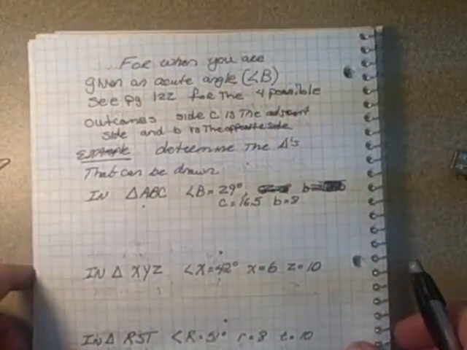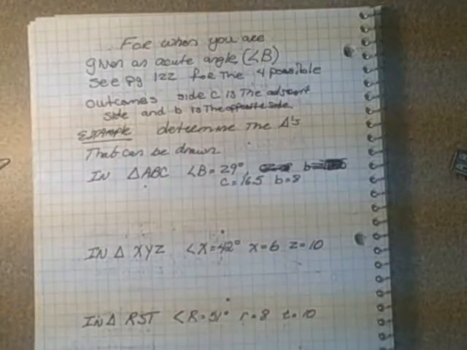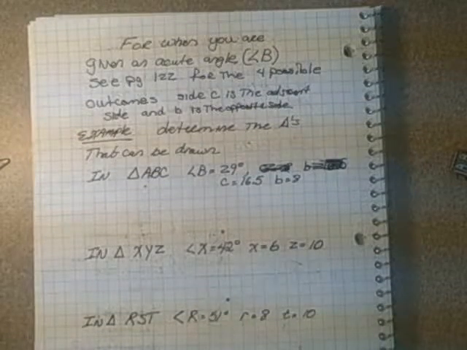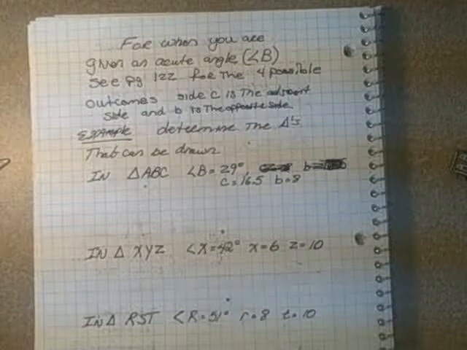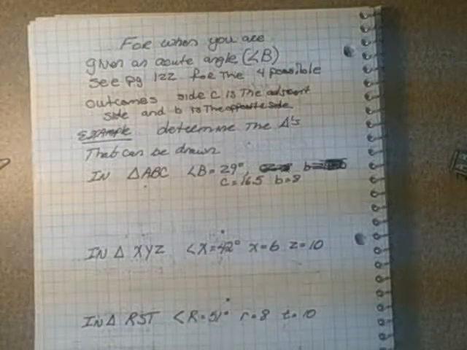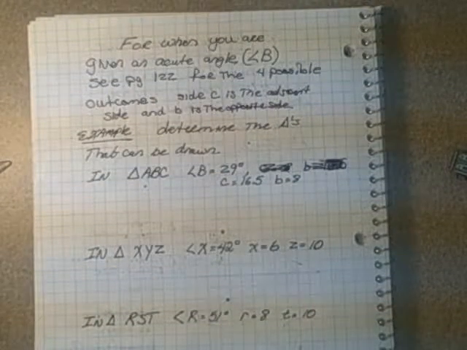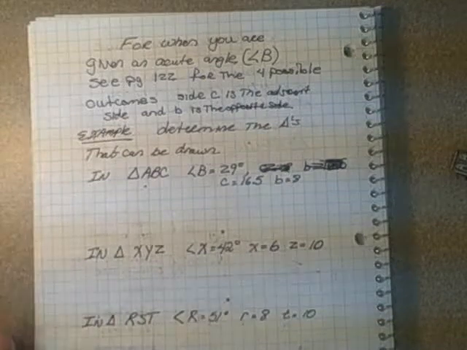Okay, in this tutorial we're going to be looking at using page 122's 4 cases with acute angles to calculate and see how many triangles are possible. So what you do is you just take a look at that and you keep in mind that you're always wanting to quickly sketch a little sketch of the triangle so you know what's going on.